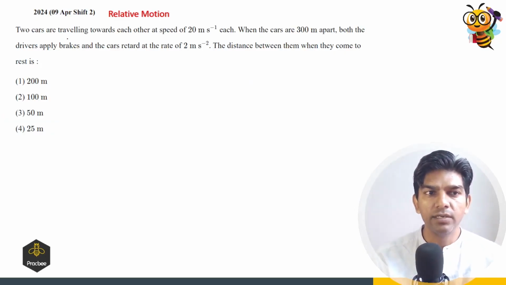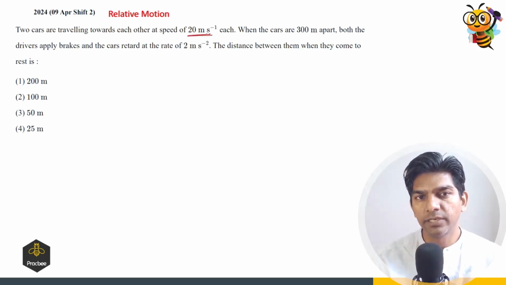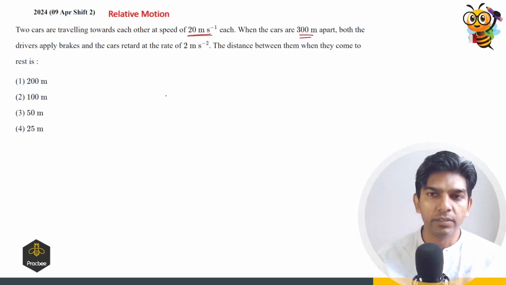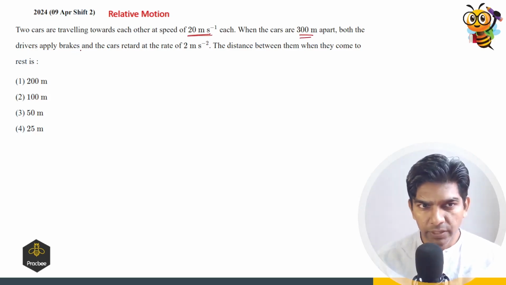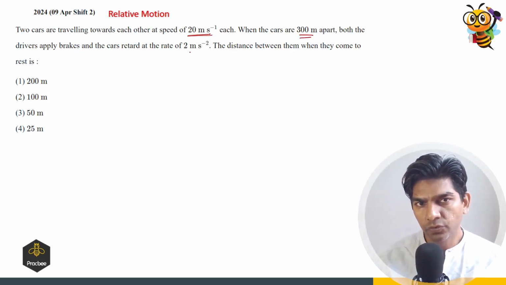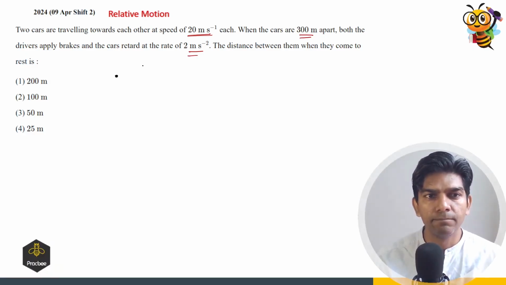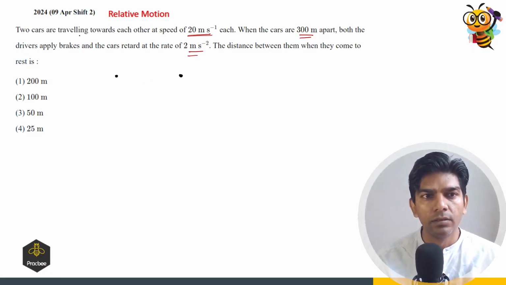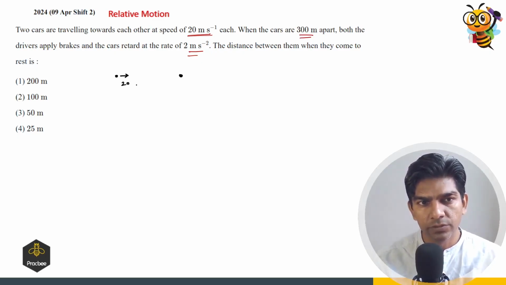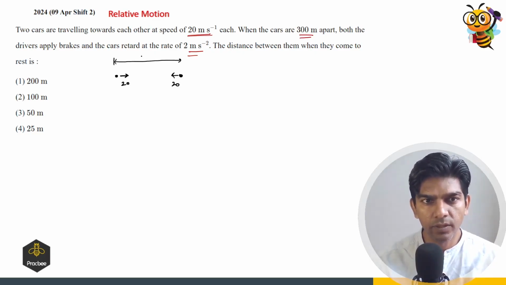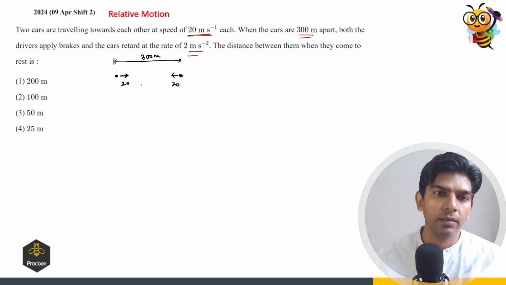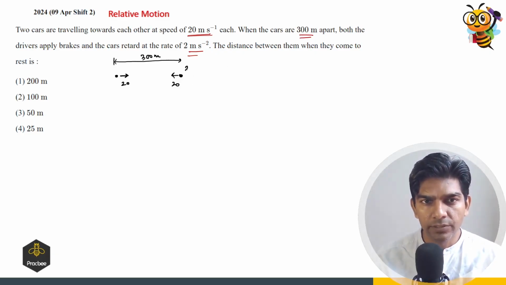Let us say this question: two cars are traveling towards each other at a speed of 20 meters per second each. When the cars are 300 meters apart, both drivers apply brakes and the cars retard at the rate of 2 meters per second square. The distance between them when they come to rest. So let us see. Again, I'm going to solve this with relative motion. So there are two cars, and they're traveling towards each other. So it is coming in this direction with 20, and this is the other car which is moving in the left direction with 20, and the distance between them is 300 meters.